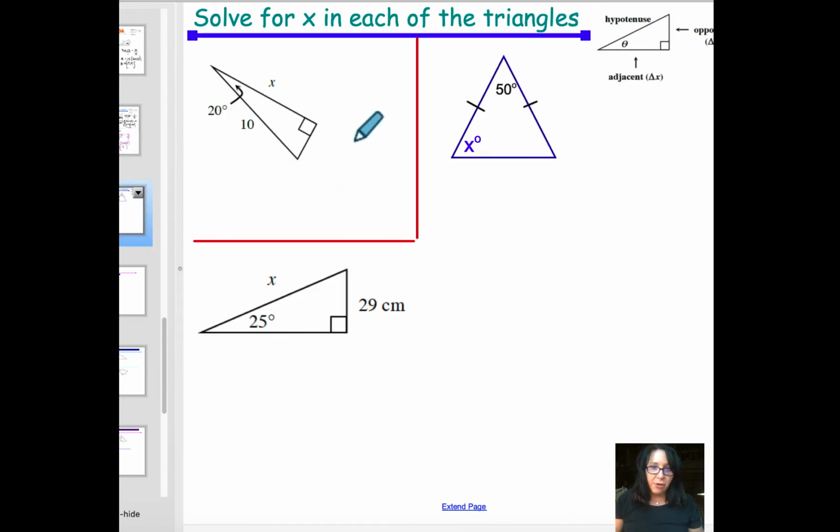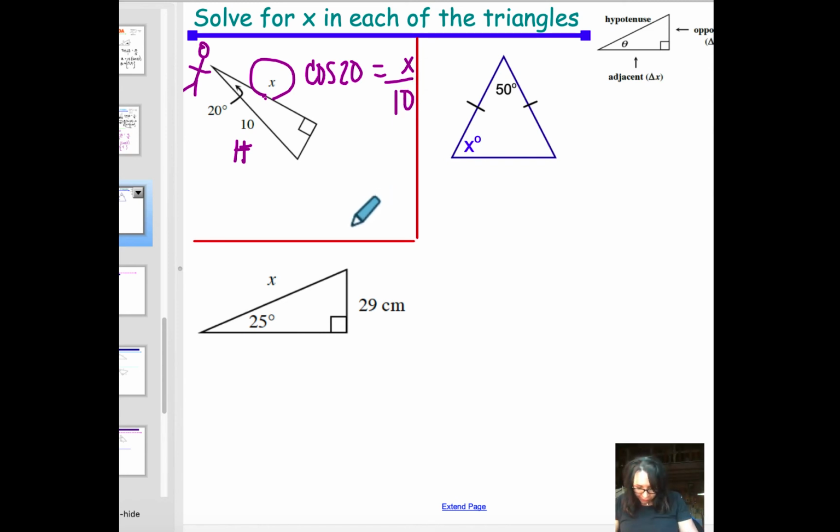Three different problems here. We want to find x, and x is a side, and h, my hypotenuse, is 10, okay? So if we're here, then this is my adjacent side, and that's my hypotenuse. So we're going to use cosine of 20 degrees equals x over the hypotenuse, which is 10. So we go cosine of 20 degrees times 10, and I get about 9.4. So that means x is about 9.4.